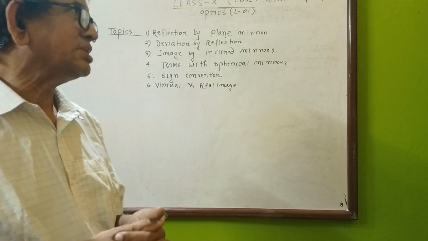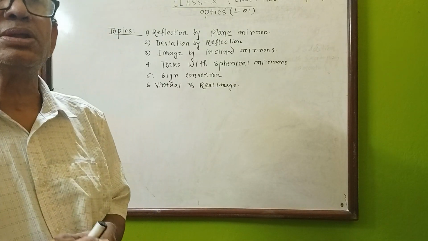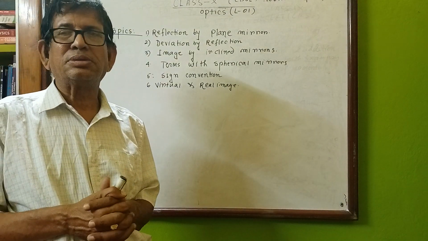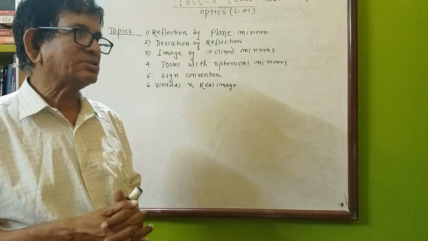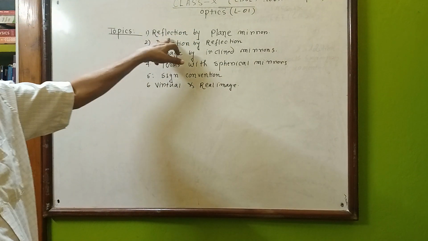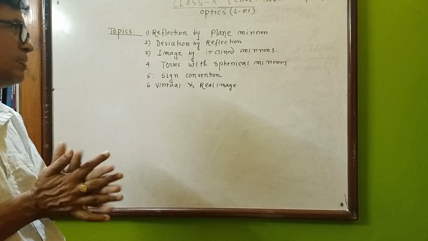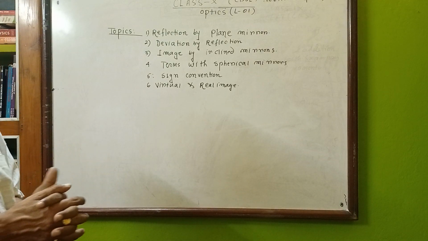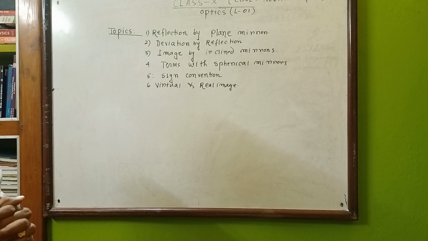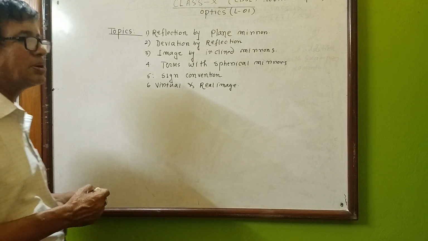Foundation level means in this class on spherical optics you will be introduced to numerical-based and some important topics on optics. Today is my lecture 1, first class. I am considering reflection by plane mirror, deviation by reflection, image by inclined mirrors, terms with spherical mirrors, sign convention, and virtual and real image. These are the topics. First case: what is reflection?